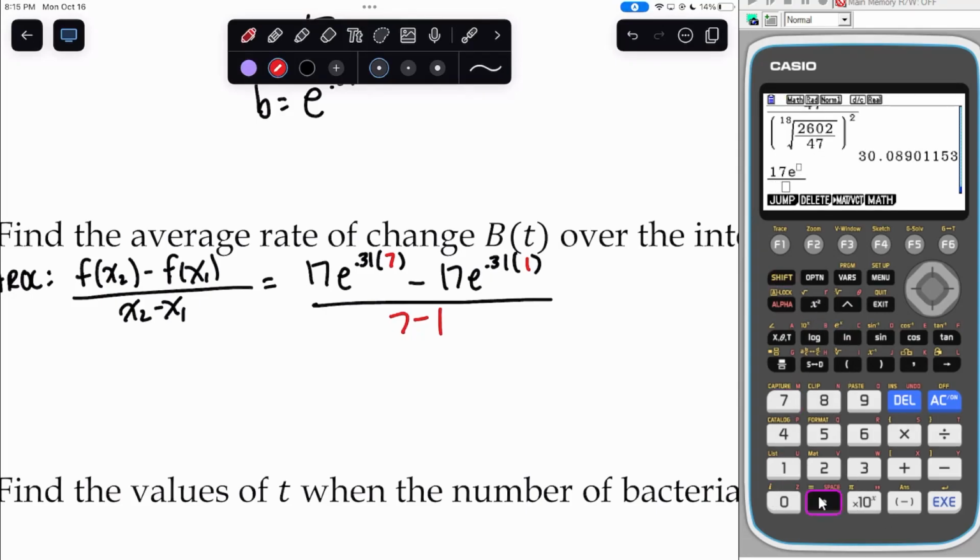17e to the power of 0.31 times 7. The cursor is still in the exponent, so let's scroll a little bit over. Minus 17e, where's my e button? There it is. 0.31 times 1. So my numerator looks exactly how my numerator should look based on my work. Let's now go to my denominator and say 7 minus 1. I'll just make sure to double check that everything looks good. And it definitely looks good, so let's press execute and see what number we get.